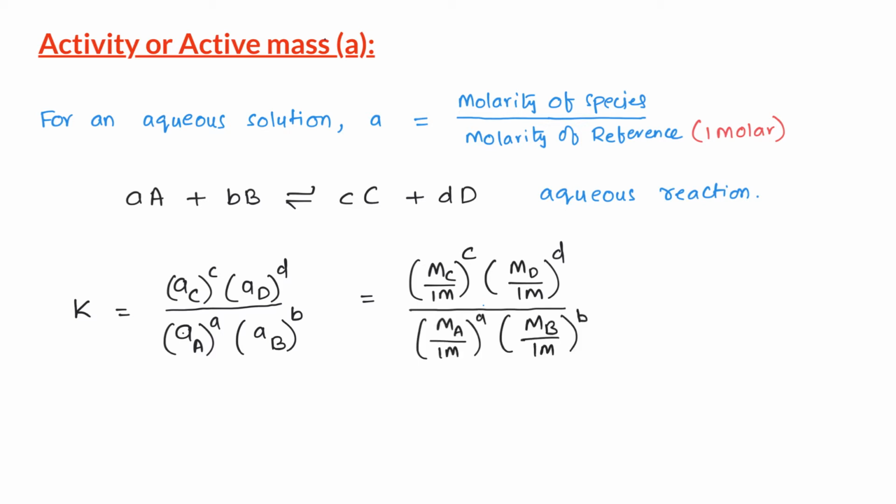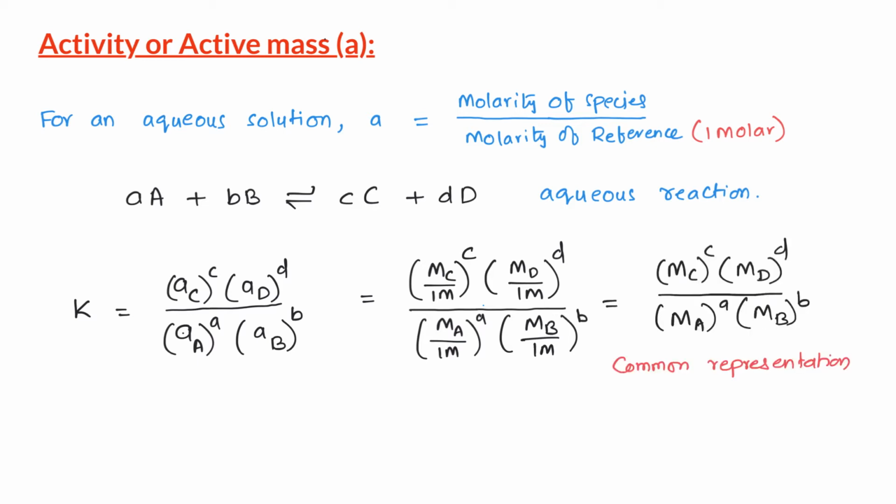However, when we are writing the equilibrium constant expression, we don't always represent the molarity of reference solution in the denominator. Since we are dividing each concentration term with the concentration of a reference solution, the equilibrium constant K is a dimensionless quantity. That is, it does not have any units.